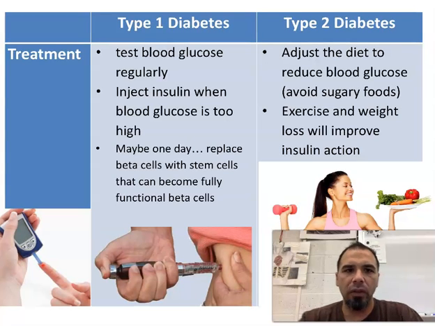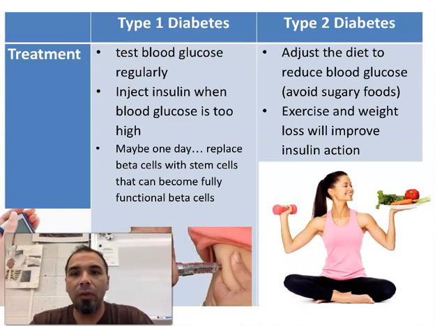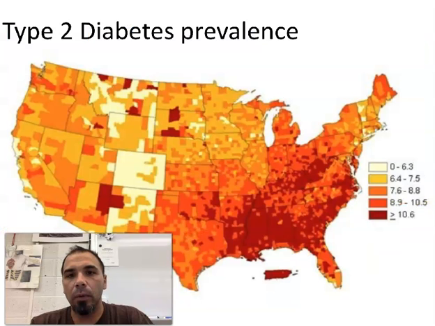So again, quick review. Treatment for type 1: test your blood glucose regularly, and inject insulin when it's too high. Maybe one day we might be able to replace those beta cells with stem cells. We're not sure; I'm not sure enough about that research. Type 2, you can often just adjust the diet. You're trying to avoid the sugary foods. Exercise and weight loss will often improve insulin action. So there are treatments available.